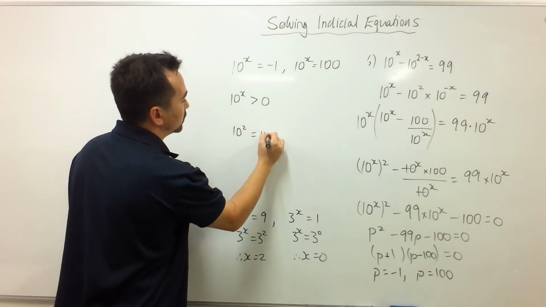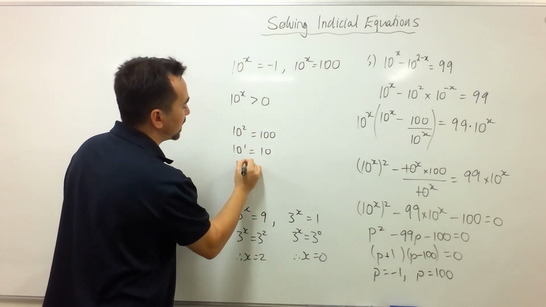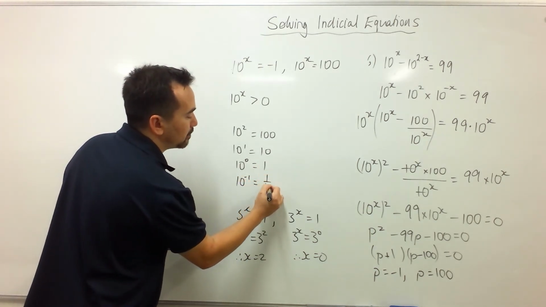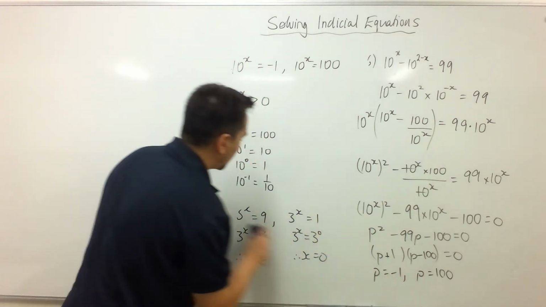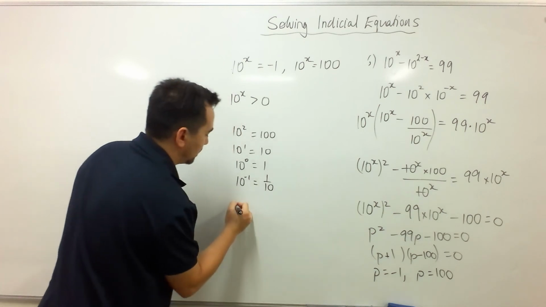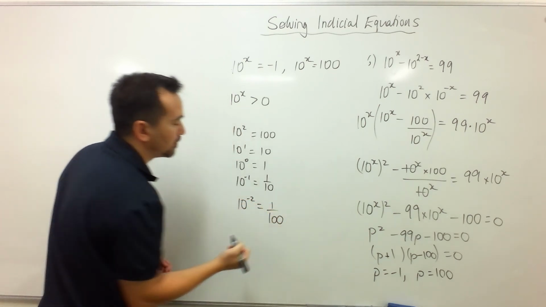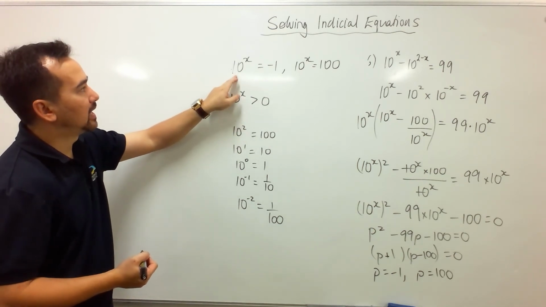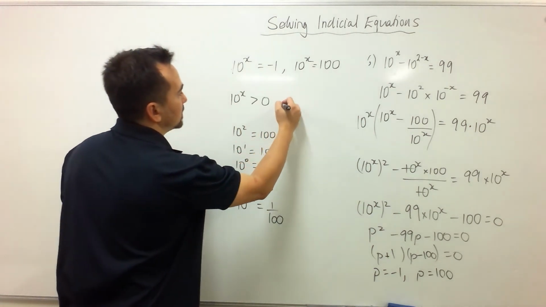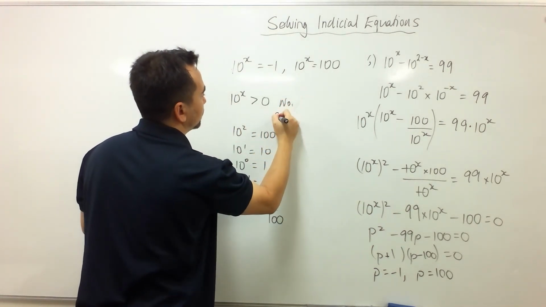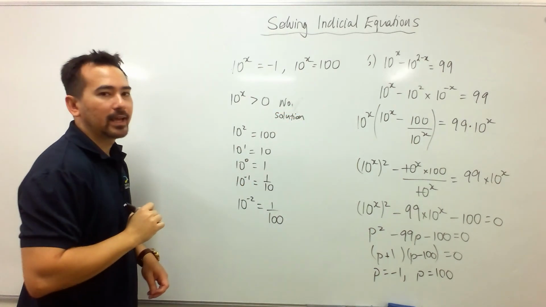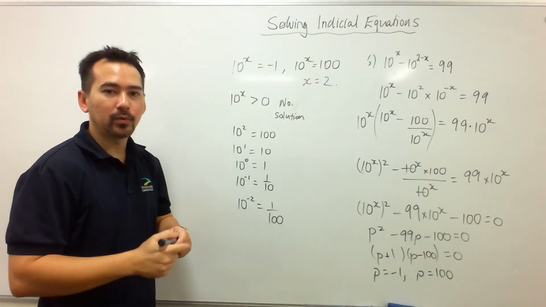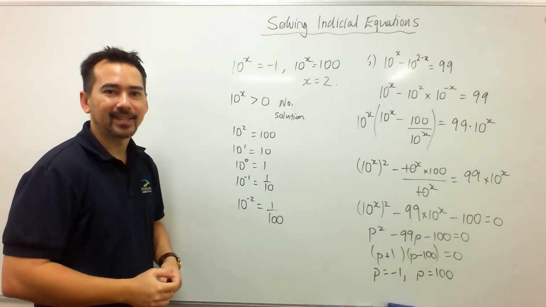10 to the power 2 is 100. 10 to the power 1 is 10. 10 to the power 0 is 1. And then 10 to the power negative 1 is still a positive number. 10 to the power negative 2 is still a positive number. So there's no scenario here where the value of x can make 10 to the power x a negative. We would say this is no solution. And finally, over here, we can see that x is equal to 2. So only one answer for question 6. And that's it. Good luck with your questions.